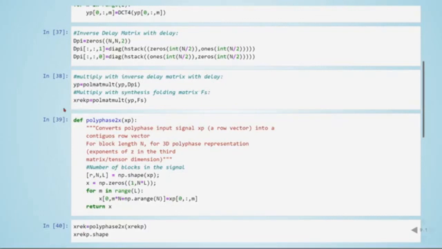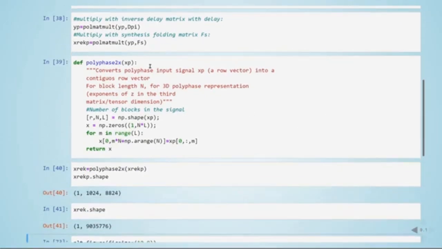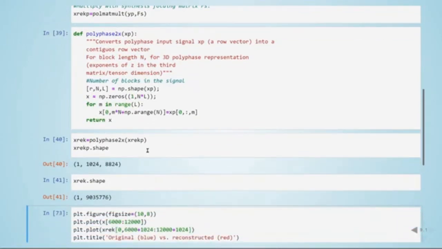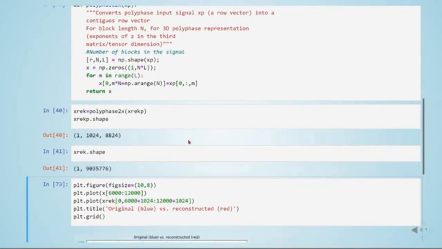of p. So here it's a polyphase signal, and we are going to use polyphase to x to convert the polyphase input signal into a contiguous row vector. So this is what we are doing now. We have this x rec p, and we are applying this polyphase to x. Now, before we had x rec p with these dimensions, and then we convert from polyphase to x.